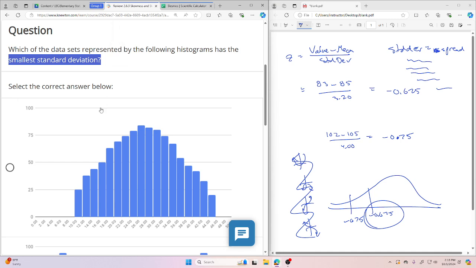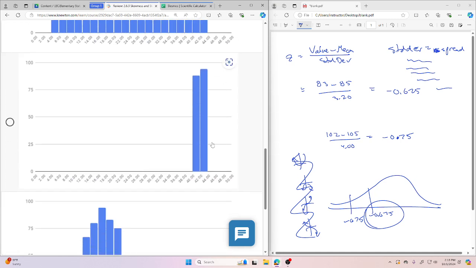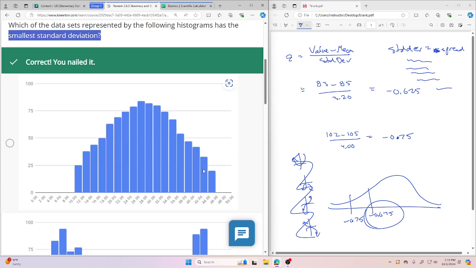Smallest. So that's pretty spread out. Ooh, that's very spread out. Right, not spread out at all. That one's good. I like this guy right there. Smallest spread.